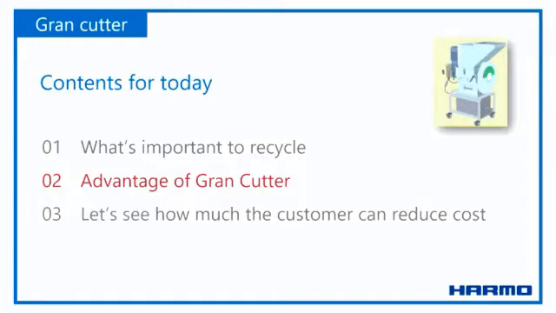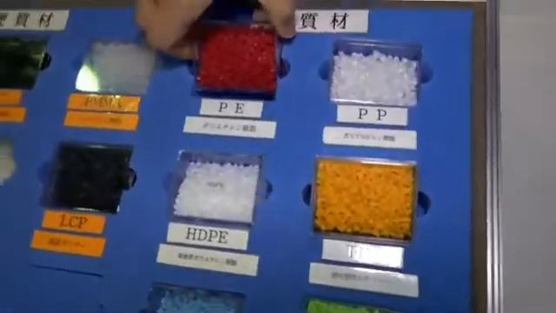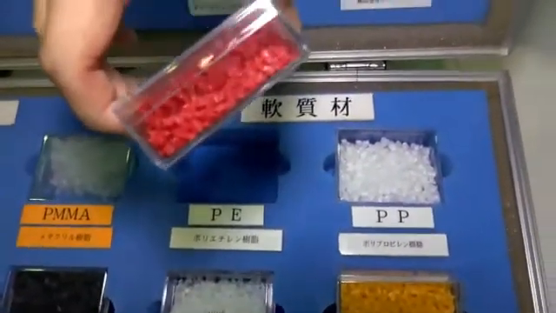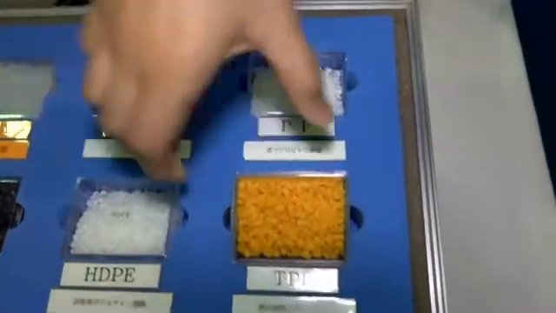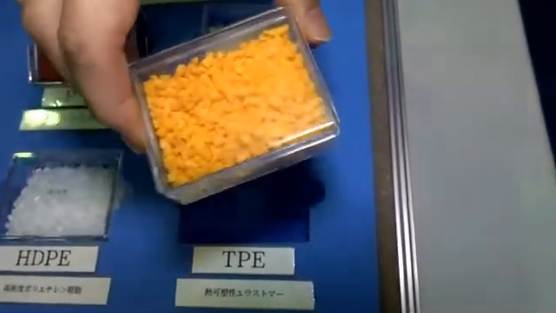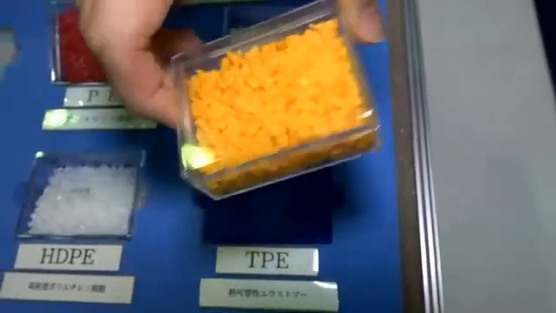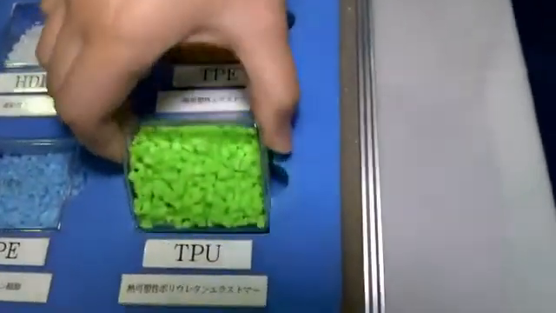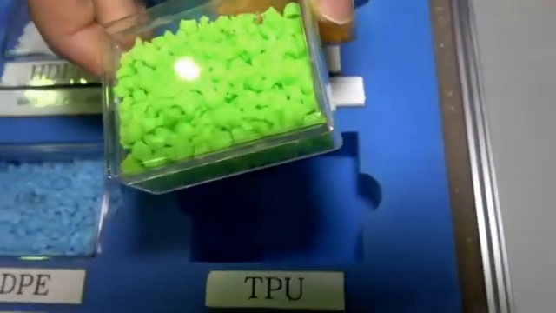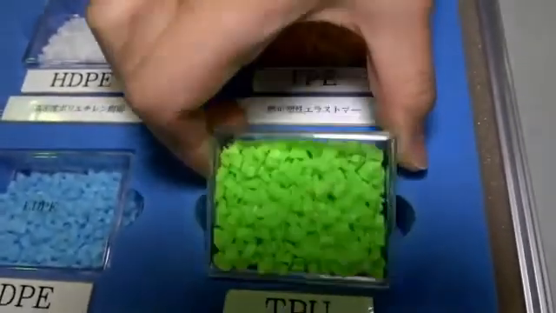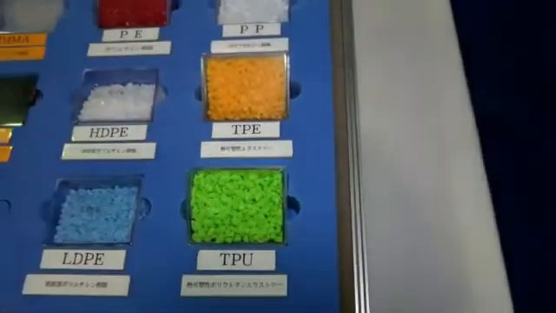Now I'll explain 5 other important things briefly. Gran Cutter can cut soft material as well. We have some samples right here. Please have a look. So for example, PE, as you can see, they are cut very beautifully. Okay, let's go to the next one, TPE. This one is as well. They are cut very beautifully. Okay, the last one, let's go to TPU. So the Gran Cutter isn't just for hard material. It is available for soft material, as you can see. For more details, please contact us.